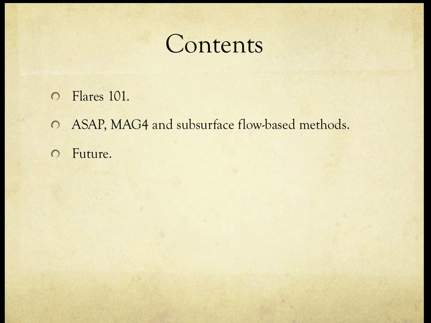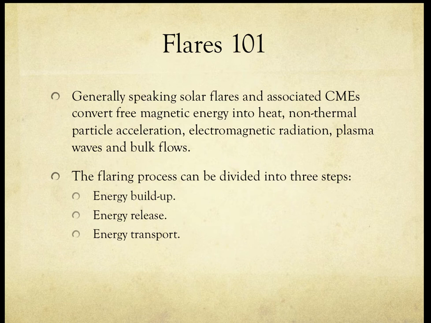Well, flares 101. The basic physical picture associated with solar flares and associated CMEs is that free magnetic energy that is stored in the solar corona is converted in these very rapid release processes into other forms of energy: into heating of the plasma, into non-thermal charged particle acceleration, into electromagnetic radiation, which is actually the dominating form of energy released in a flare itself, plasma waves, and bulk flows.